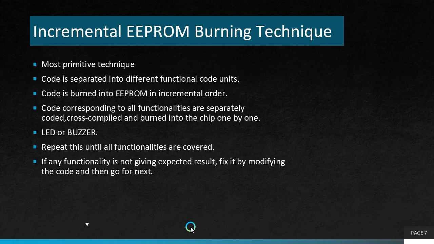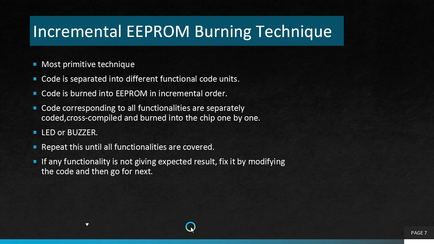Now let's get started with the debugging techniques. So first, it is the incremental EEPROM burning technique. It is one of the most primitive techniques. As we all know, normally we write the whole entire code as a whole, then cross compile it and burn it into the chip. But over here, the code is separated into different functional code units, then the code is burned into EEPROM in incremental order. Then the code corresponding to all functionalities are separated and then cross-compiled and burned into the chip one by one.